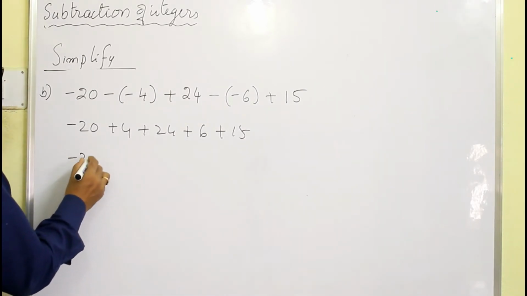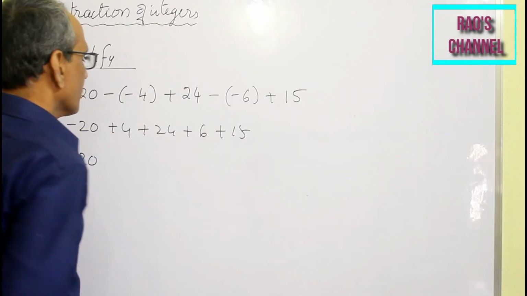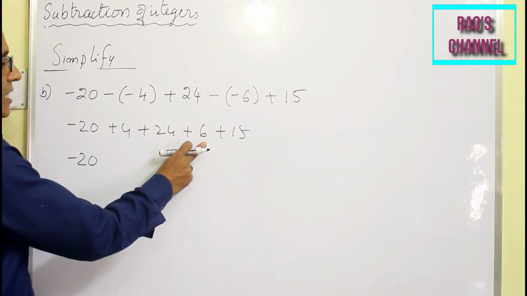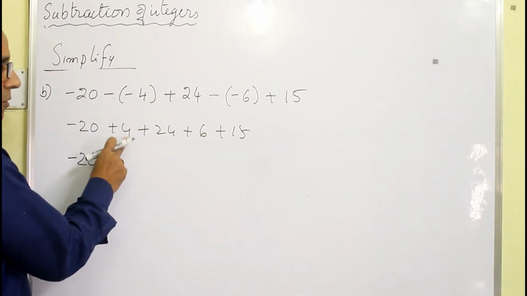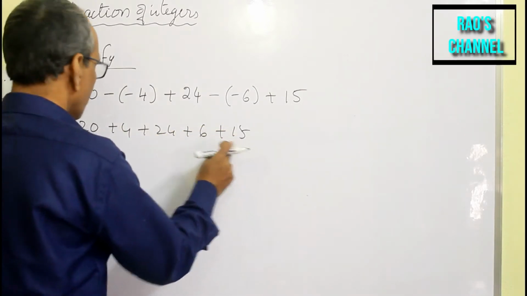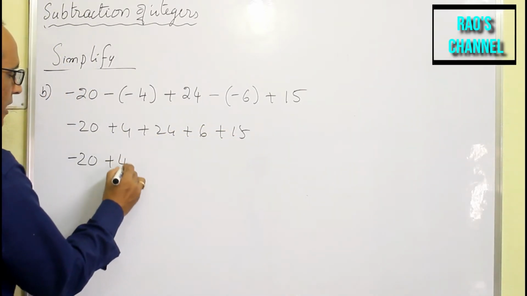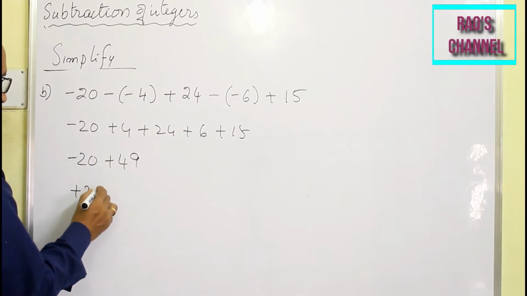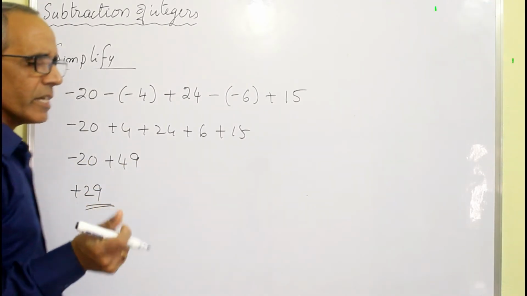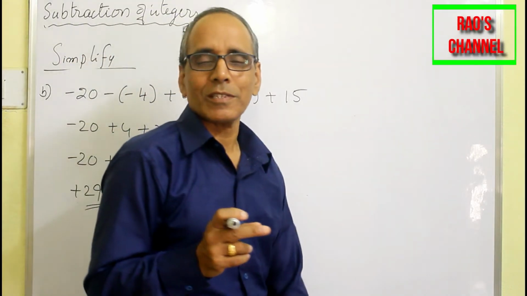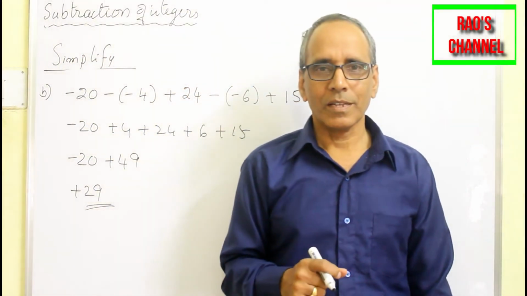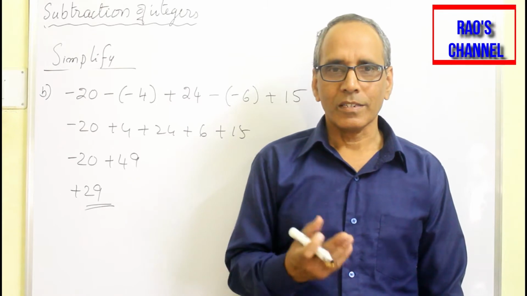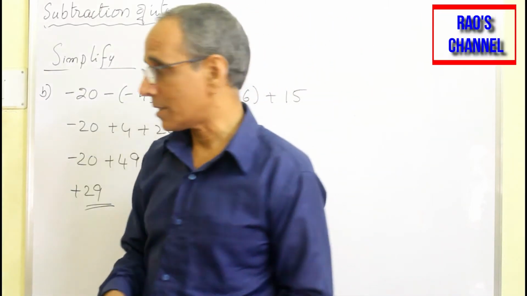So minus 20, the sum of all positive. 24 plus 6, 30. 30 plus 4, 34. 34 plus 15, 49. Plus 49 minus 20. Plus 29. It takes minutes to work out any simplifying question from here onwards. Okay? And some more verbal questions.